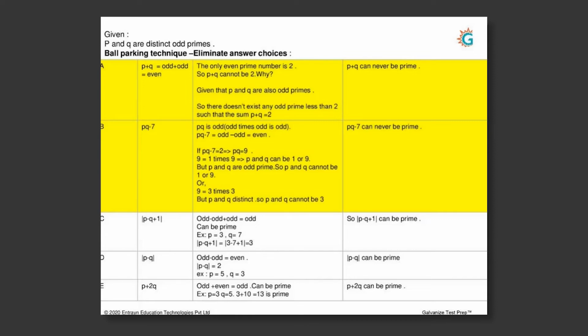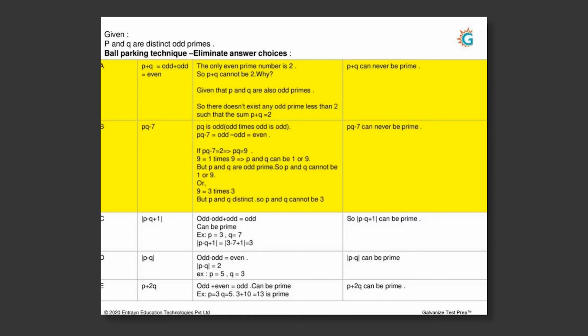I'll explain option D. Option B, PQ minus 7. P and Q are odd. Odd times odd is odd. Odd minus odd will always be an even, which means PQ minus 7 is even. Assume PQ minus 7 is a prime number. PQ minus 7 can only be 2 because 2 is the only even prime number that we know of. So which means PQ is equal to 9.